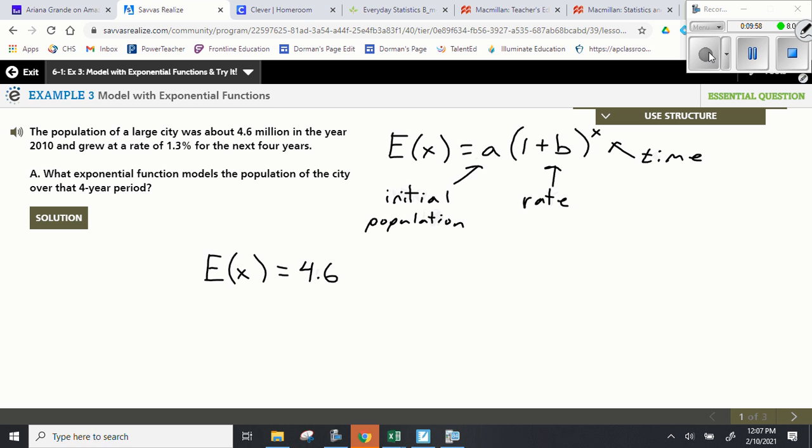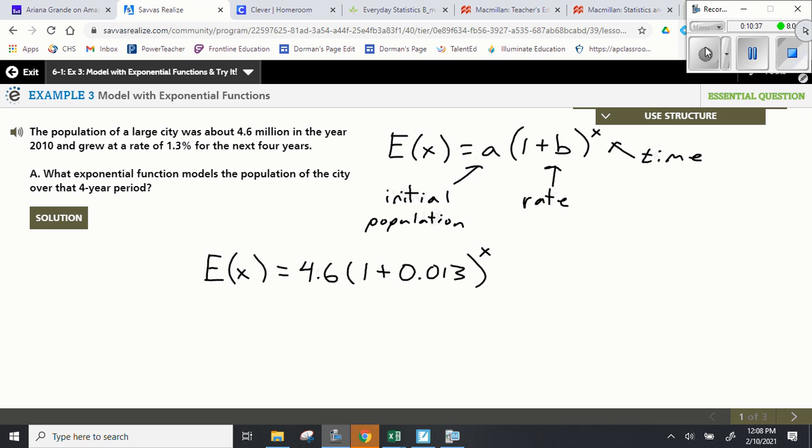All right. The 1 is going to go in there. What was our rate? 1.3%. We must express this as a decimal, moving the decimal point to the left 2 places. And then x. We don't know what it is. We're just making this model. So what this does is if I plug in some value of x, it will output some expected population in that case.